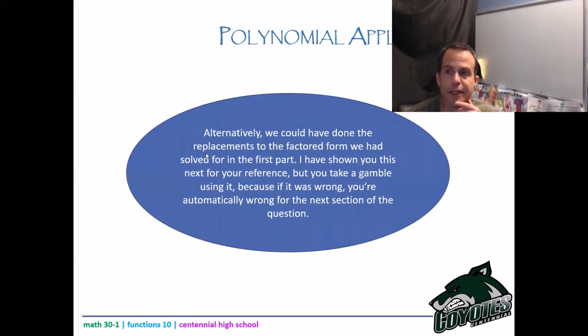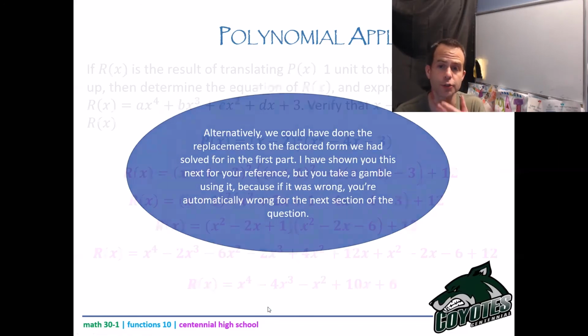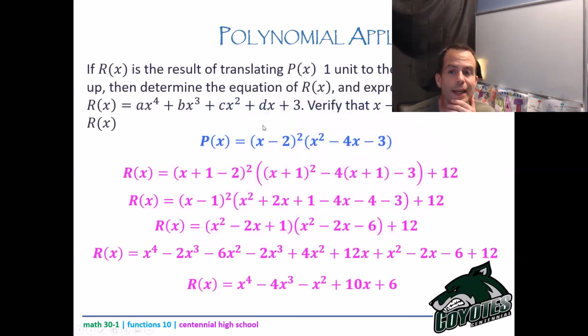Okay, I'm going to show you another way to do that same question. Alternatively, we could have done the replacements to the factored form we had solved for in the first part. I've shown you this next for your reference, but you take a gamble using it because if that original factored form is wrong, you're automatically wrong for the next section. But just to show you, okay, we had left off with this factored form, this (x minus 2) squared times (x squared minus 4x minus 3).